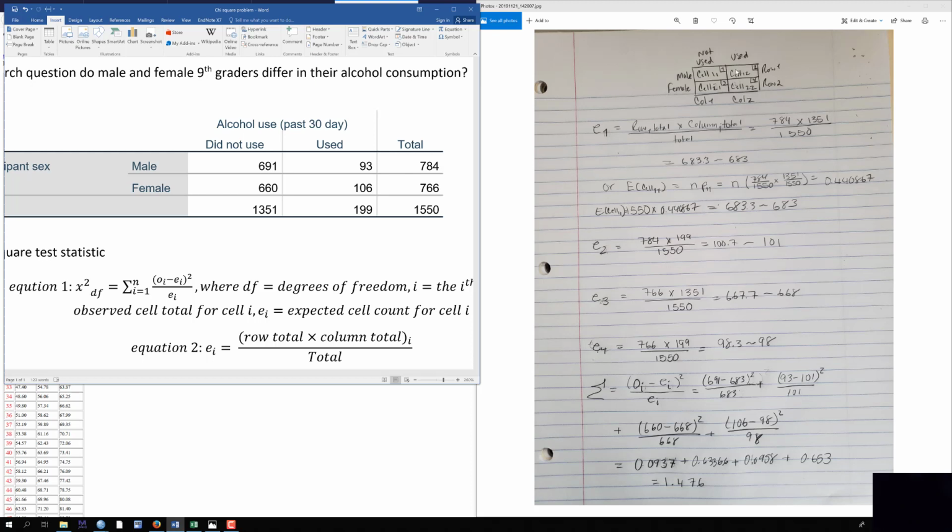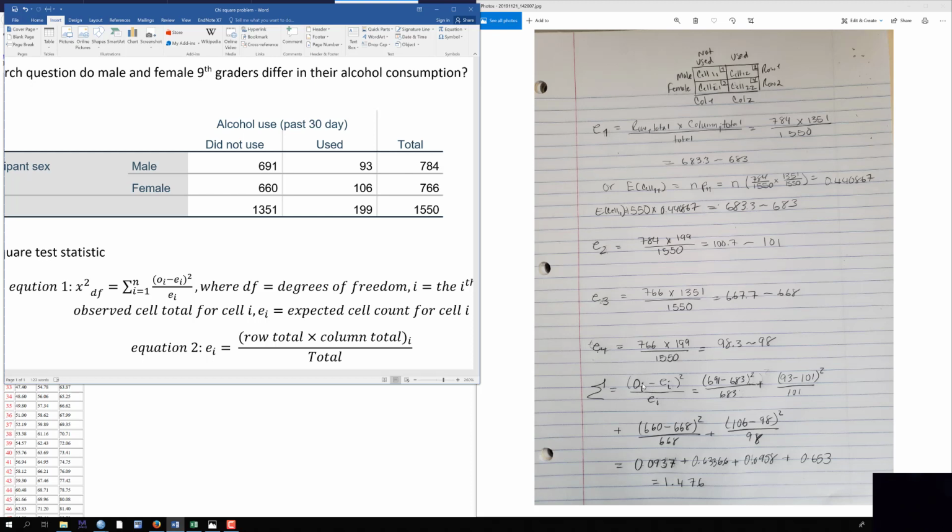So we do the same for cell 2 here. We multiply the row total times the column total, so we get 784 times 199 divided by 1550. That's roughly 101. For cell 3, we do 766 times 1351 divided by 1550. Again, row total times column total divided by total, and we get 668. Finally for cell 4, we do 766 times 199 divided by 1550, and we get 98.